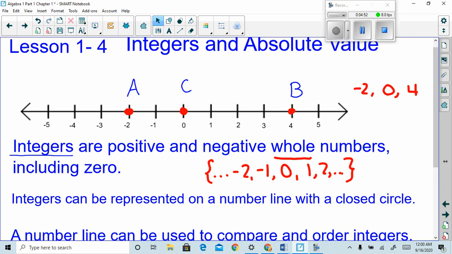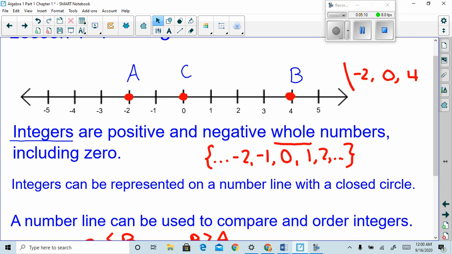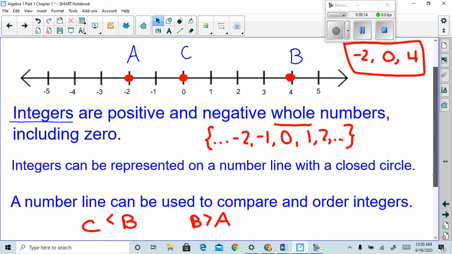So here we see the representation with a closed circle or dot. I then can use this number line to order from least to greatest, this would be A is less than C, and C is less than B. And not only can I write them in ascending order, as I did here, I can do some comparisons.